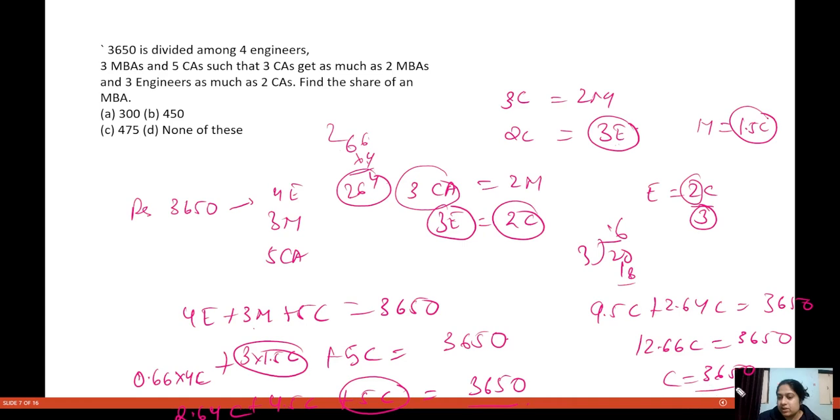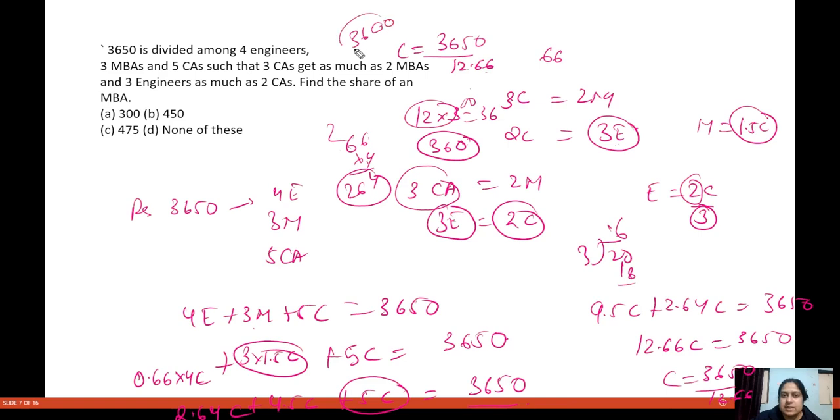Now if you see, 12 into 3 is 36, and 12 into 300 will give 3600. Now this 6 into 3 will give you how much? 6 threes are 18, and this is 198. So approximately equal to this, you will get 3650 here. So your answer will come to be 300. Fine.